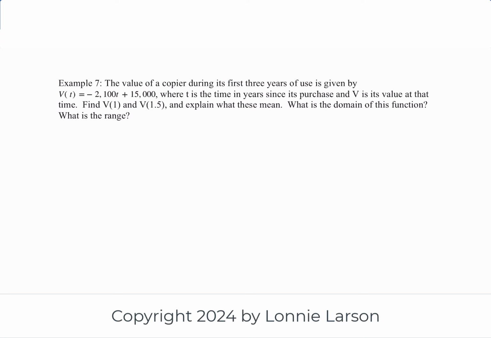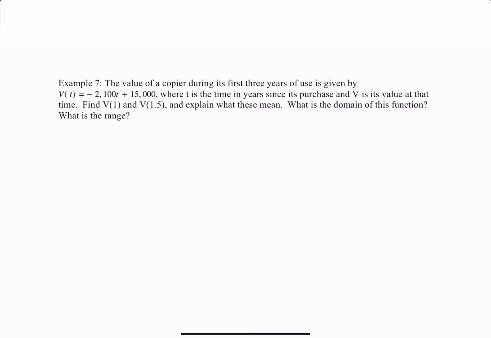Let's see an example of using functions in a business application. This type of application, by the way, is called straight-line depreciation. The value of a copier during its first 3 years of use is given by V(t) = -2,100t + 15,000, where t is the time in years since its purchase and V is the value at that time in dollars. Let's find V(1) and V(1.5) and we'll interpret what these mean. And then after that we'll find the domain and range of the function.